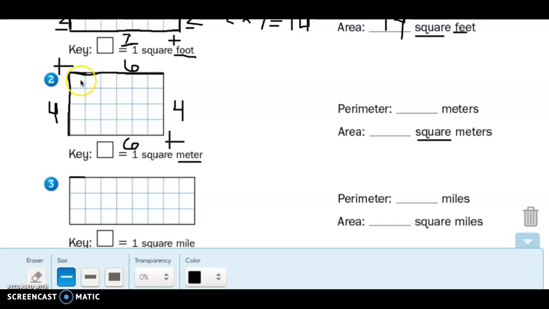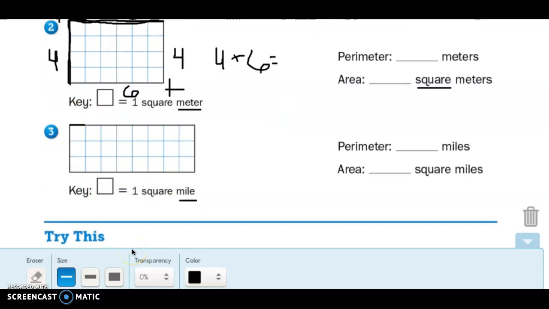How many squares are on the inside for the area? Now I could sit and go 1, 2, 3, 4, 5, 6, 7, 8, 9. I could count them all up. But guess what? I have 4 rows of 6. So you can also do 4 times 6. I'm going to let you figure those ones out for yourself.